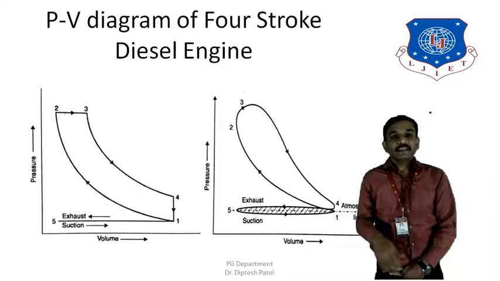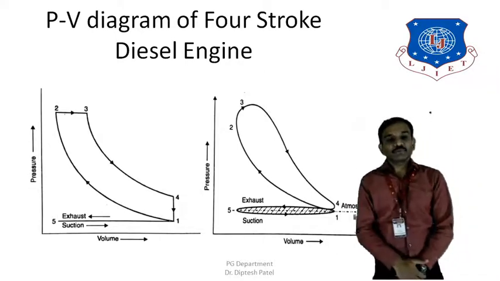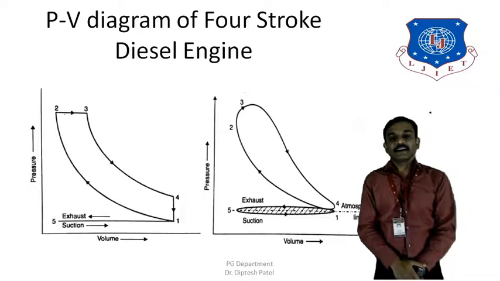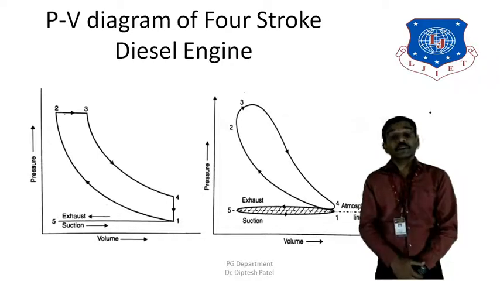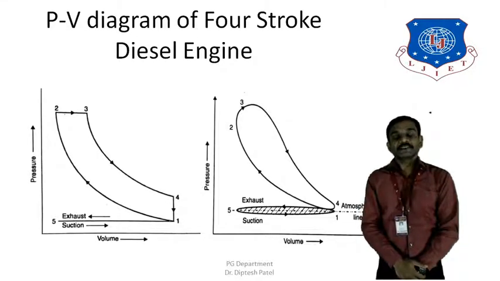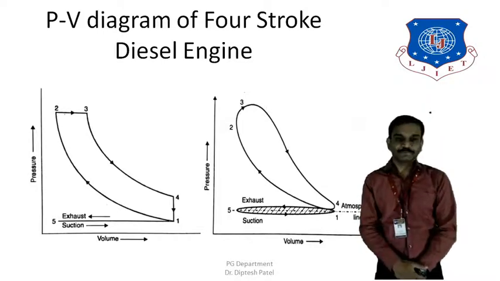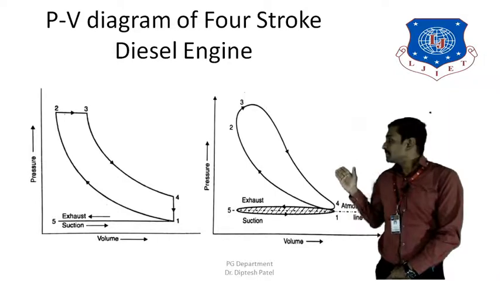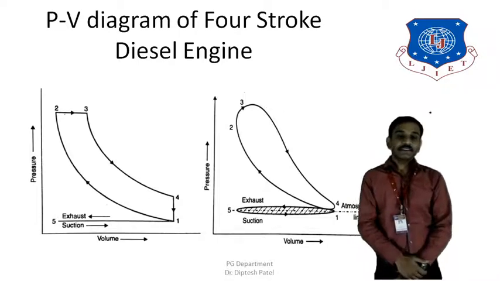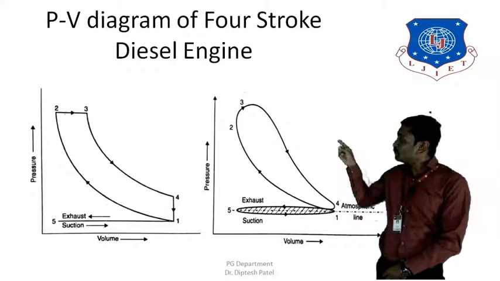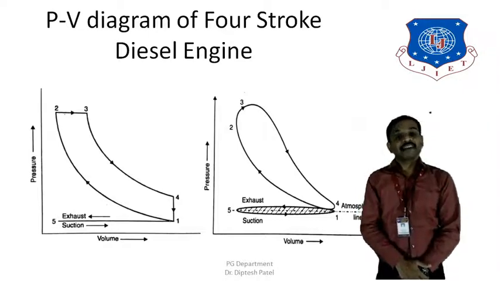Now this is the PV diagram of the 4-stroke diesel engine. You can see that the suction starts below atmospheric pressure. 1 to 2 is the compression stroke, 2 to 3 is the heat addition, 3 to 4 is the expansion, and 4 to 1 is the exhaust of the gases into the atmosphere. Since the heat addition takes place at constant pressure, which is shown in line 2 to 3, this is also known as the constant pressure cycle.